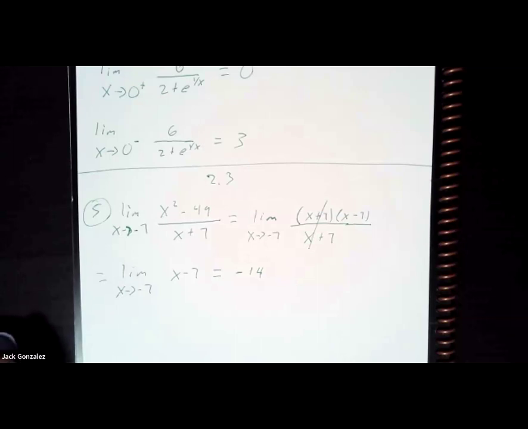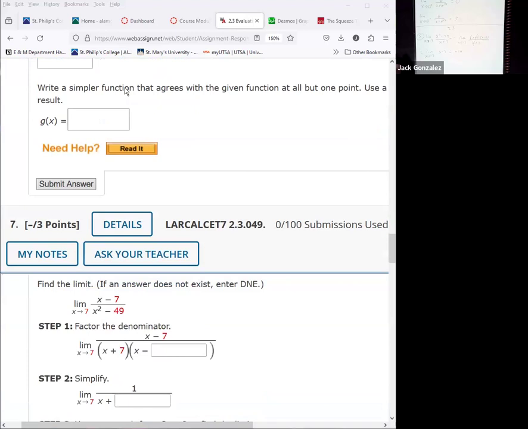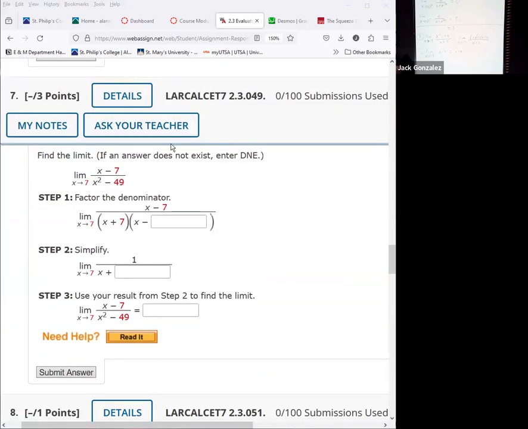Okay, number 6. This is another similar question to 5. The only difference is you use difference of cubes for the top instead of a difference of squares. Number 7 has you do it step by step. See how they factor first, and then it cancels and it becomes this, and then they plug it in. So basically the work that I showed, that's what they did. They just want you to fill in the blanks. Okay.